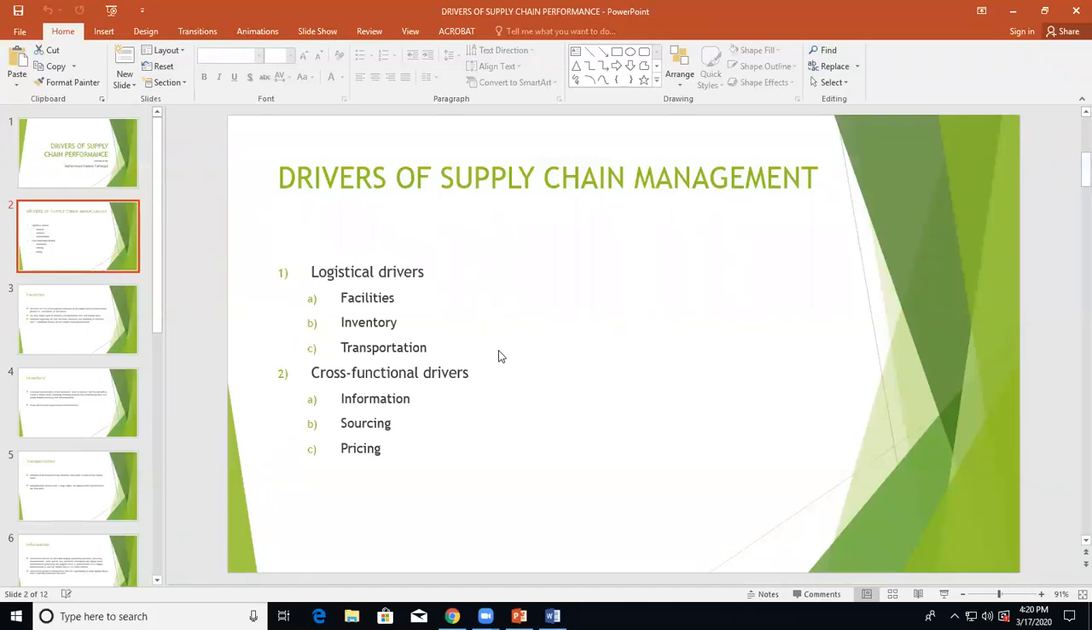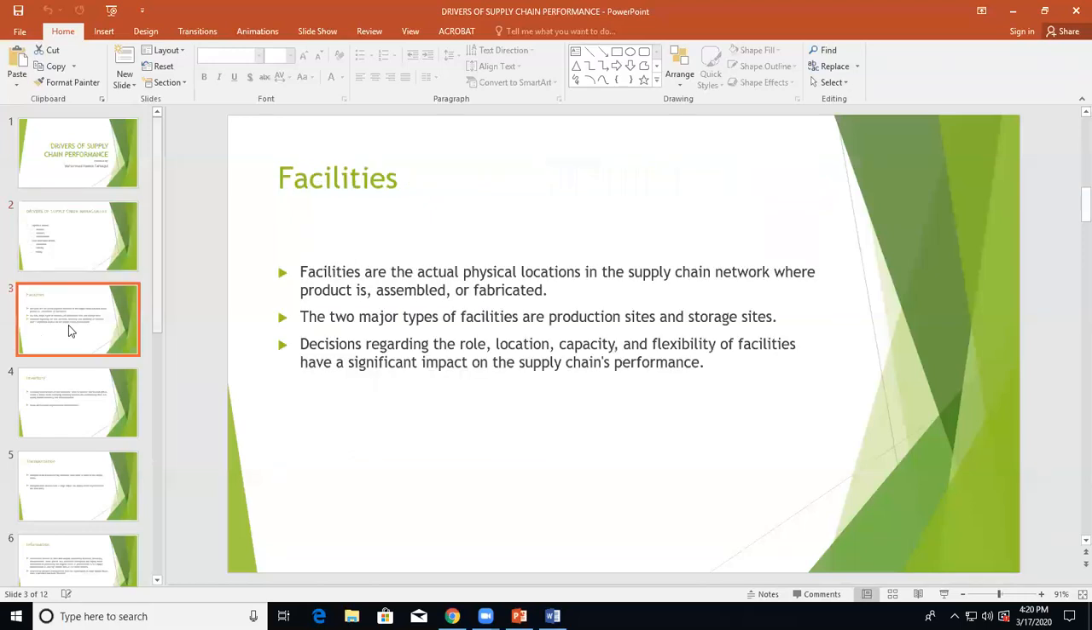Sourcing is when you acquire the services or product from another company. In detail we will be discussing. Pricing is what we settle for the product and other services. And pricing is also a cross-functional driver. So let's move on to the facilities one by one. We will be discussing one by one.